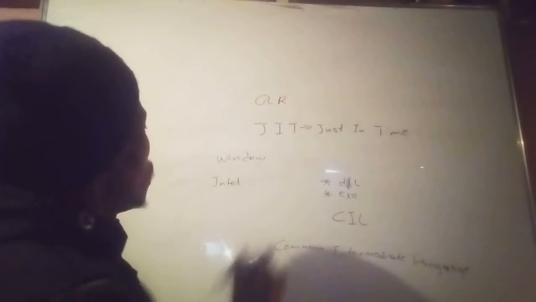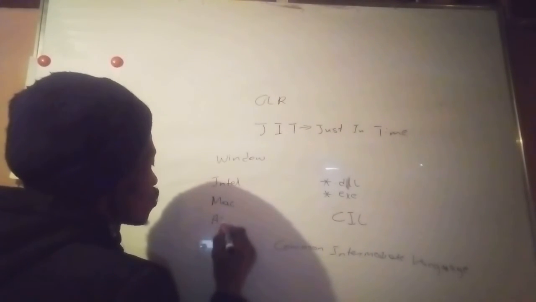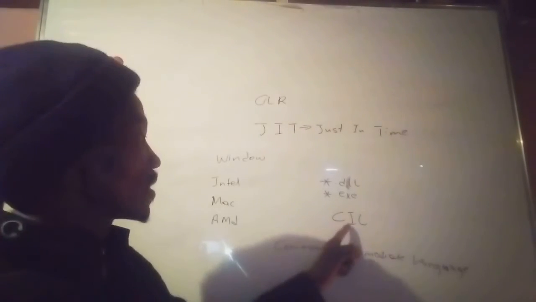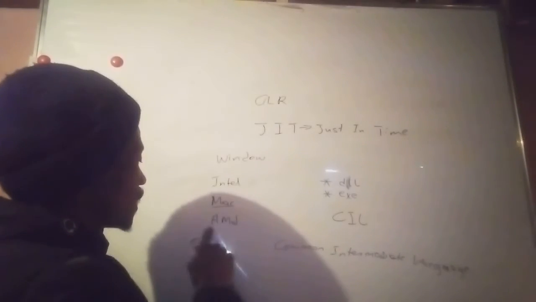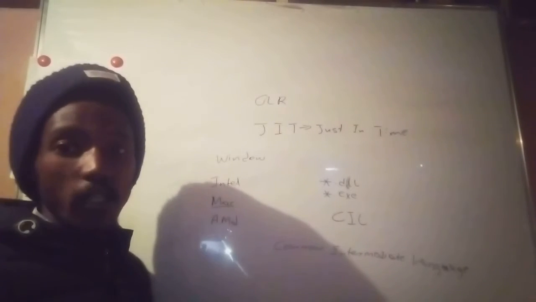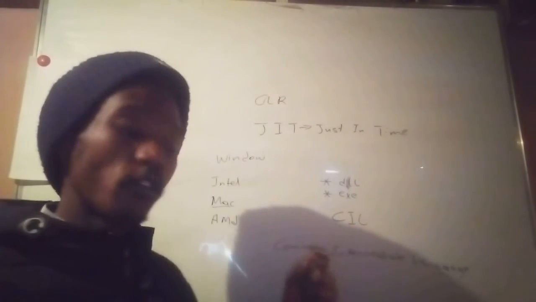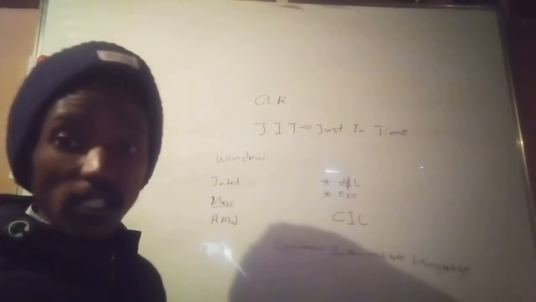But if your application is executing on a Mac computer that makes use of an AMD microprocessor, the just-in-time compiler is going to take this CIL to make use of the Mac operating system features, and that can be understood by an AMD, because these platforms make use of different sets of instructions to do the same thing. Does that make sense?